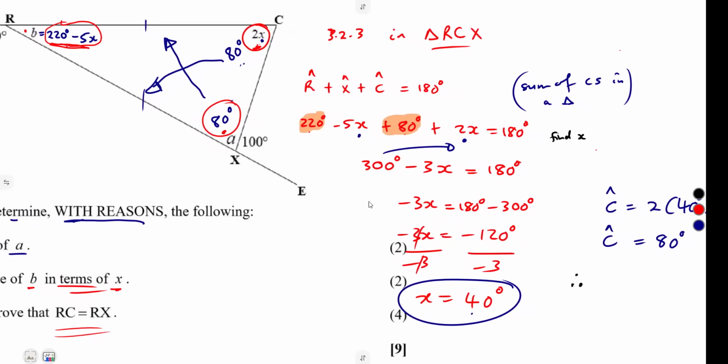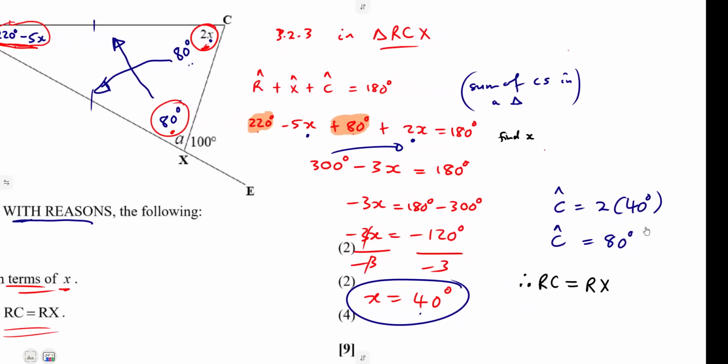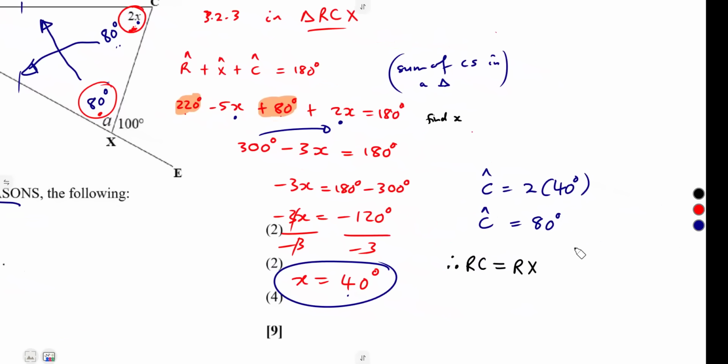From that concept, it simply tells us that RC is equal to what? To Rx. Why? These are sides opposite what? Equal angles. From equal angles, the sides opposite are equal also. So those are sides opposite what? Equal angles. Sides opposite equal angles. That's what you can actually have as a reason. All right, you can just put that one as a reason to this part.